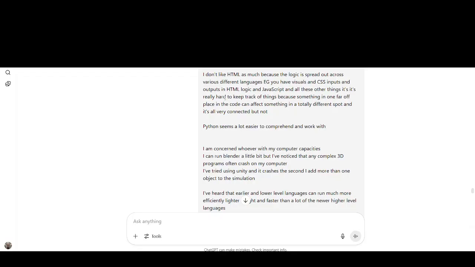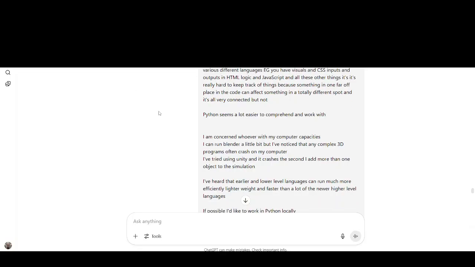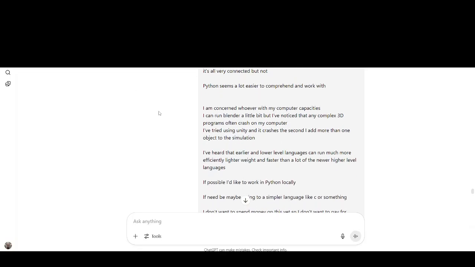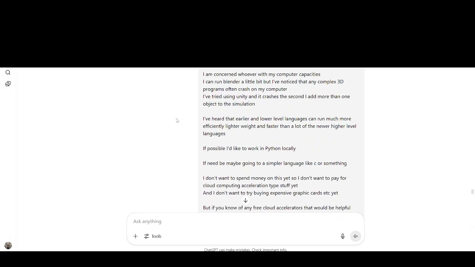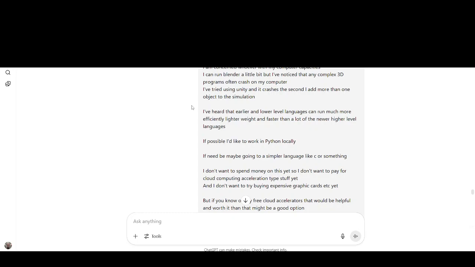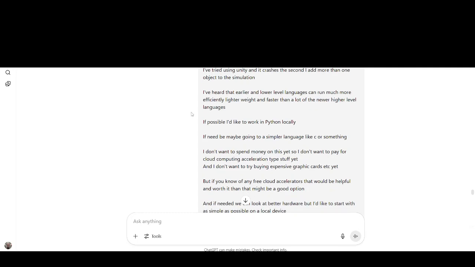It's really hard to keep track of things because something in one far-off piece of code can affect something in a totally different spot, and it's all very connected, but not. Python seems a lot easier to comprehend and work with. I am concerned, however, with my computer capacities. I can run Blender a little bit, but I've noticed that any complex 3D programs often crash on my computer. I've tried using Unity, and it crashes the second I add more than one object to the simulation.